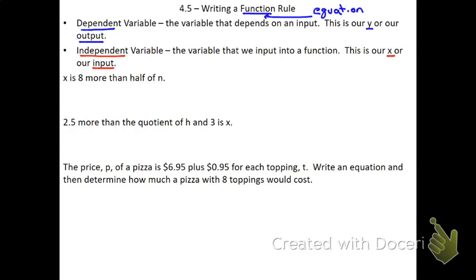On this next section, we're going to be taking this phrase and writing an equation. So x is 8 more than half of n. Everyone underline is. That's your equal sign. So as we write this, we're going to write x equals 8 more than half of n. Also underline more than. I want you to write over in the margin less than as well.